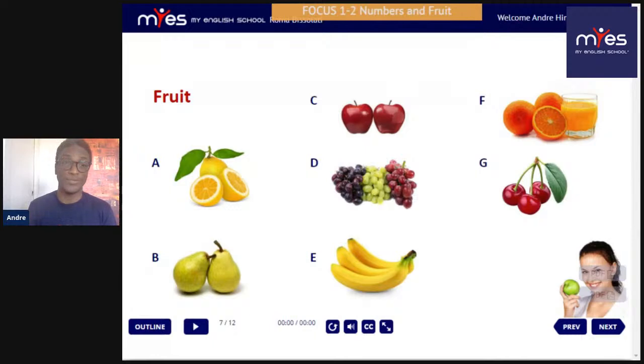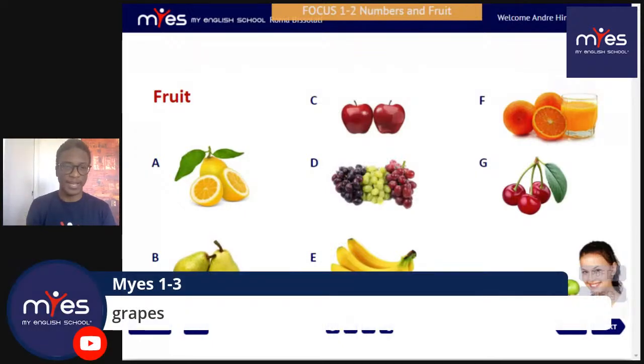And G, remember this one? Cherries. There are 3 cherries. Good. And here at the bottom, there is 1 woman and 1 apple. Excellent. Yes, Larissa, it's grapes. G-R-A-P-E-S. Grapes is the correct spelling.